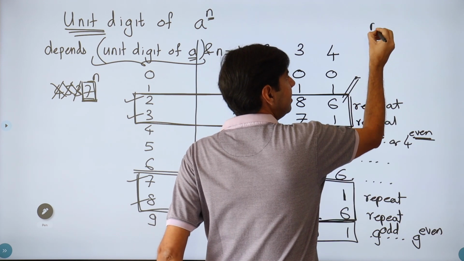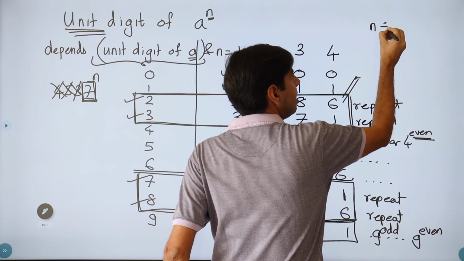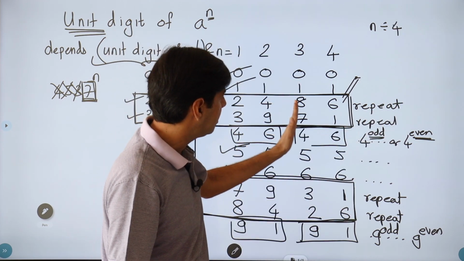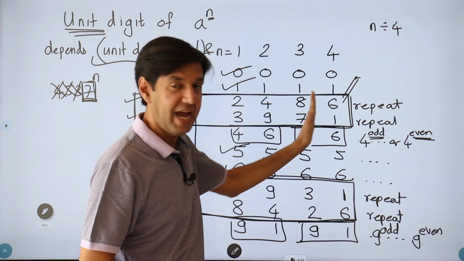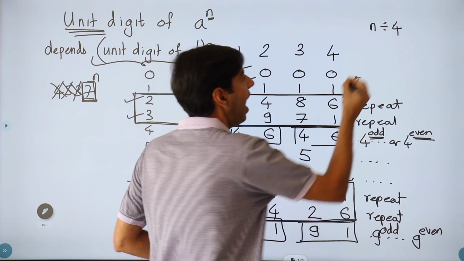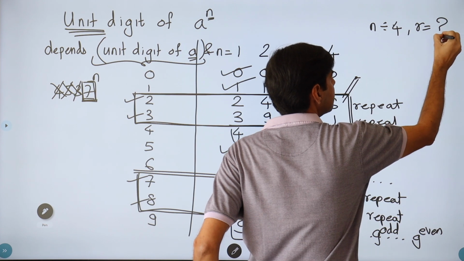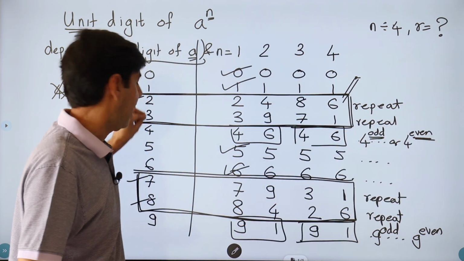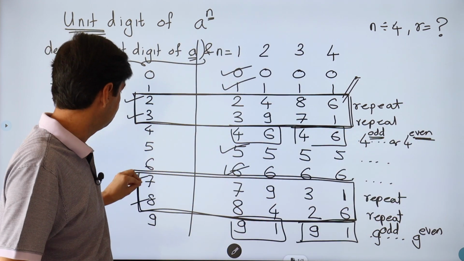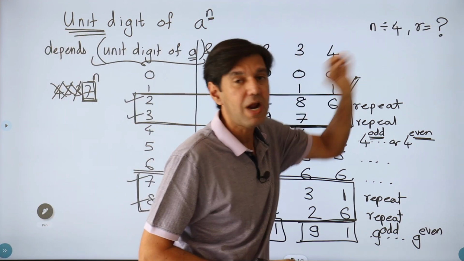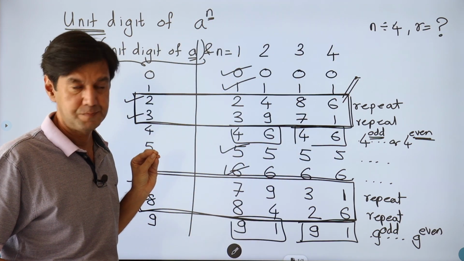You take n, you will divide n by 4. Why 4? Because there are 4 distinct values in the cycle. Hence you will divide by 4 and you are going to check the remainder. So this is the process that you need to follow. Once you identify unit digit of A is 2, 3, 7, 8, take the power, divide by 4 and search for the remainder.